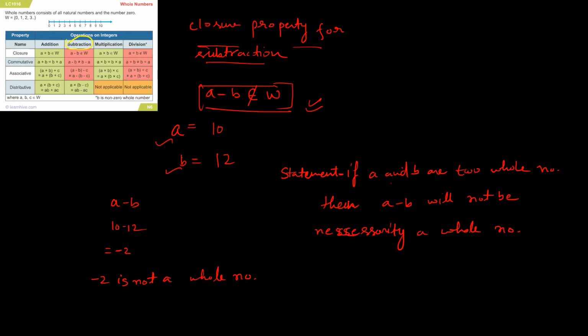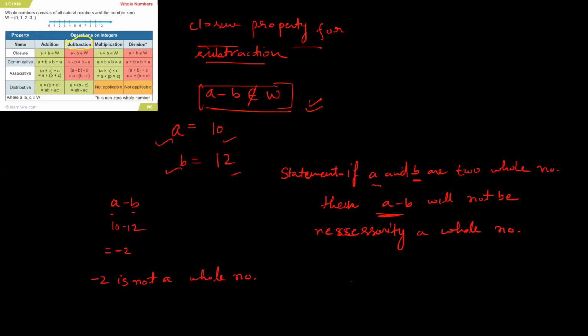इट मीन्स कि अगर A एंड B हमारे पास टू होल नंबर्स हैं, जैसे हमारे पास 10 और 12 टू होल नंबर्स हैं, देन दिस प्रॉपर्टी सेज दैट कि A माइनस B जरूरी नहीं है कि होल नंबर ही होगा. ठीक है, हो भी सकता है और नहीं भी हो सकता है. फाइन. If A is greater than B, then it must be a whole number. If A is lesser than B, then it will not be a whole number.